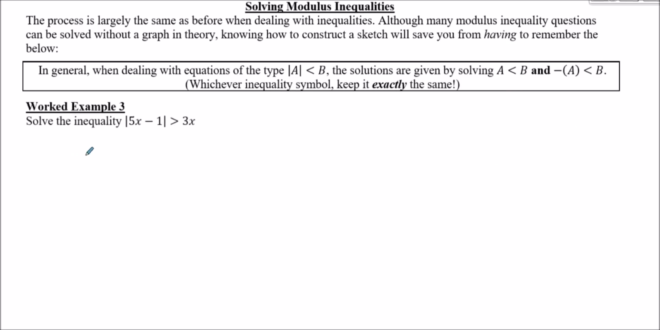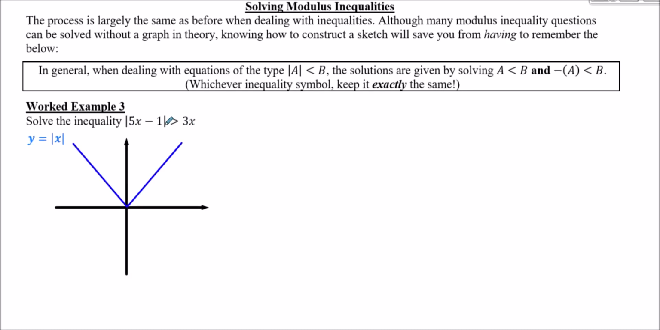Solve when the mod of 5x minus 1 is greater than 3x. Again, sketch it out. Parent function first, y equals mod x. Now we can transform from y equals mod x to the mod of x minus 1. That minus 1 is what we deal with first, inside, so opposite. Rather than taking away 1, we add 1 to the x-coordinates, so we get this here.